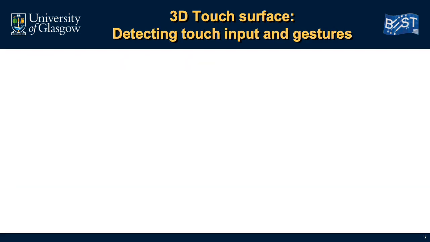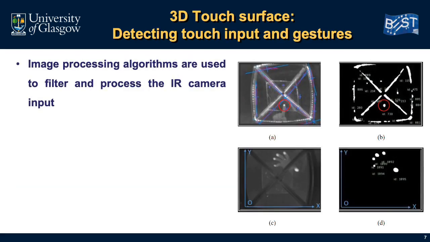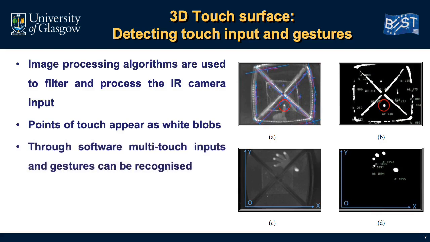We are using image processing algorithms to process and condition the images that we receive from the camera. As you can see from the images on the right, the points of touch appear as white blobs on the black background. Through software, we are able to detect single and even multiple touch inputs on all sides of the pyramid. Additionally, we can recognize gestures, such as swipe and pinch to zoom.